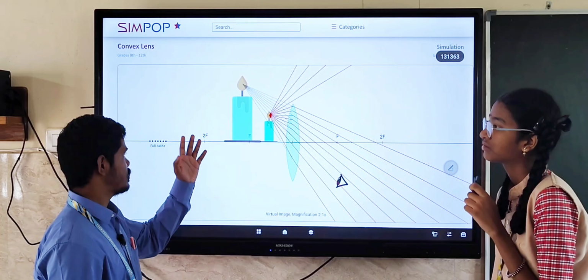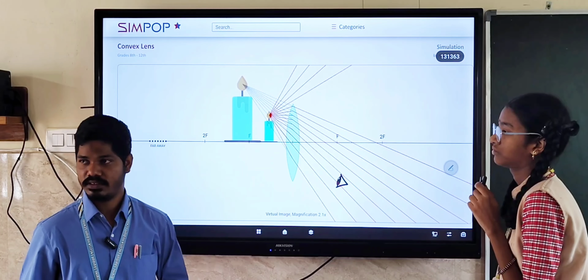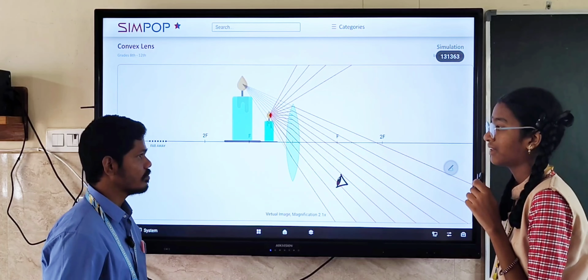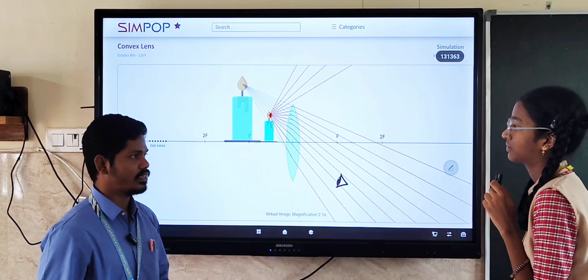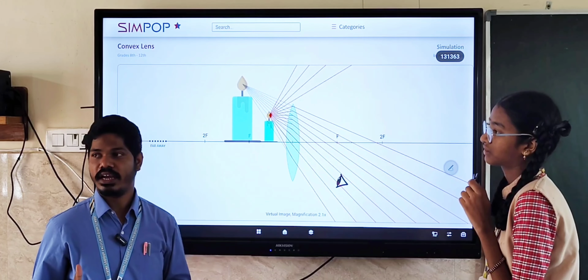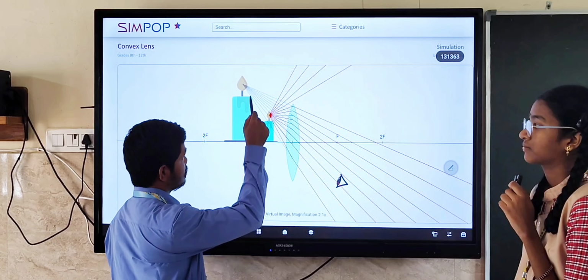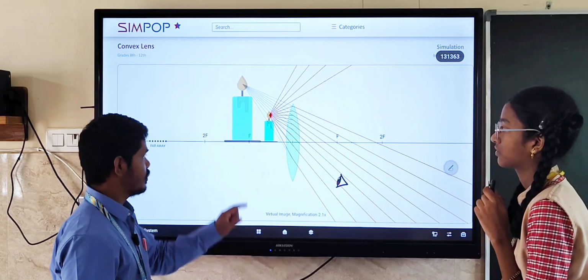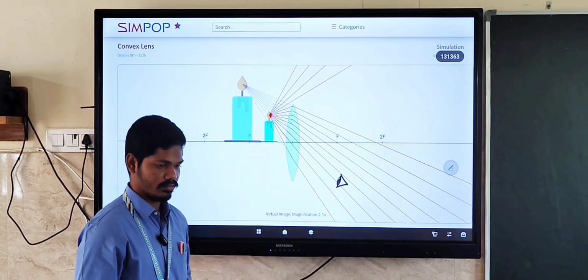How can you say this image is a virtual image? Because it forms above the principal axis. That is the reason. And erect, erect means top, bottom. Next, enlarged or magnified. See here, this is the size of the real object, but this is the size of the image. It's an enlarged image. Okay, thank you.